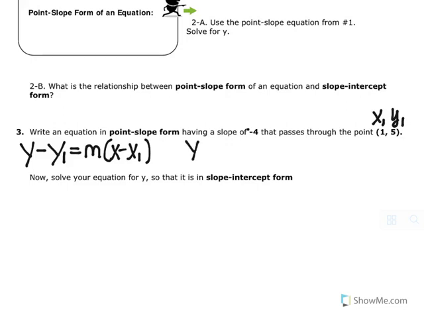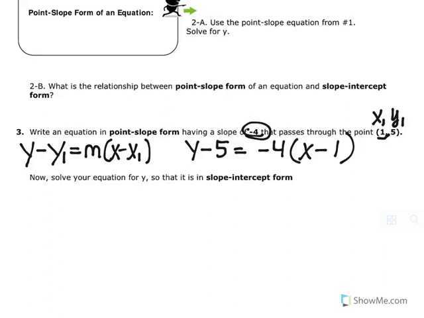So we're going to say y minus, and what is the y? It's 5, is equal to the slope. What did it tell us the slope was? Negative 4 times x minus, and what are we subtracting? 1.